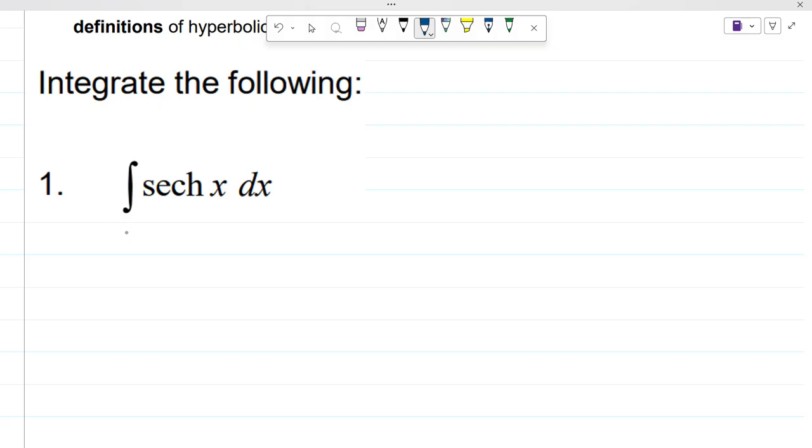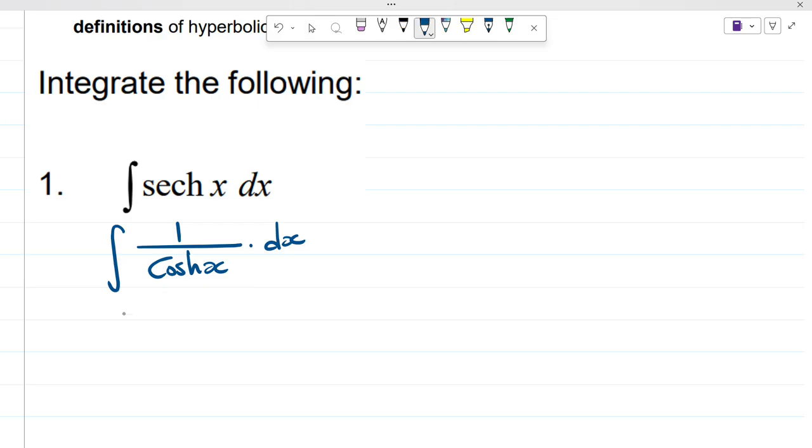The first thing, whenever you're integrating hyperbolic sec of x dx, is to rewrite it into its reciprocal equivalent. So this is going to be equivalent to 1 over hyperbolic cos of x dx. Then second step, you multiply by 1. Second step, you multiply by 1. And that 1 should just be whatever you have in the denominator. So here it's hyperbolic cos of x.